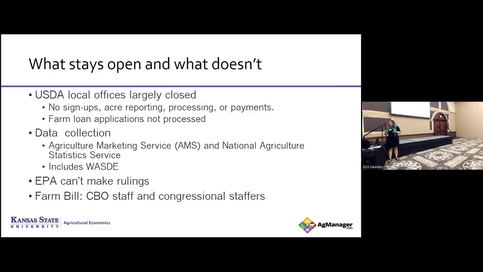So sometimes some work can get done, but you can't do sign-ups, acre reporting, payments aren't being processed, farm loan applications won't be processed. It plays out a little bit differently, but typically things move slower. Data collection also gets delayed. USDA reports such as the WASDE can be delayed. The EPA can't make rulings. Maybe that's not an issue, but if you need a ruling to do something, it would be. In terms of the Farm Bill, Congressional Budget Office staff and congressional staffers, which do a lot of the day work on the Farm Bill, can't go to work. So it gets pretty disruptive.